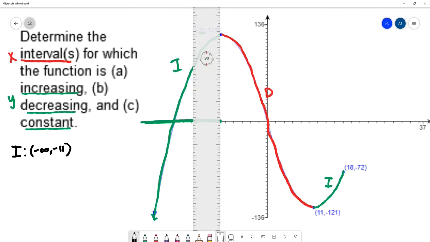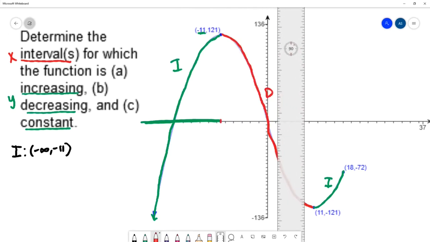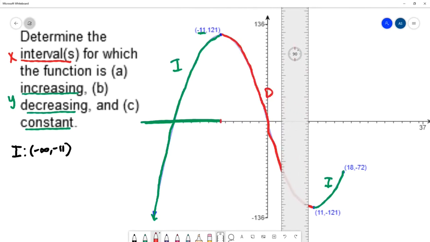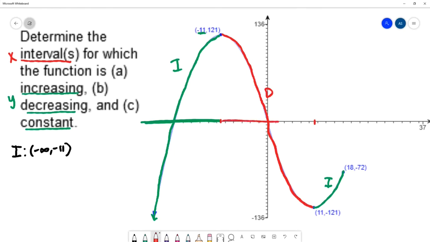Then we have an interval of decreasing, which starts right here, and it continues till right here. So this group of x's is decreasing, and that goes from an x of negative 11 to an x of 11.